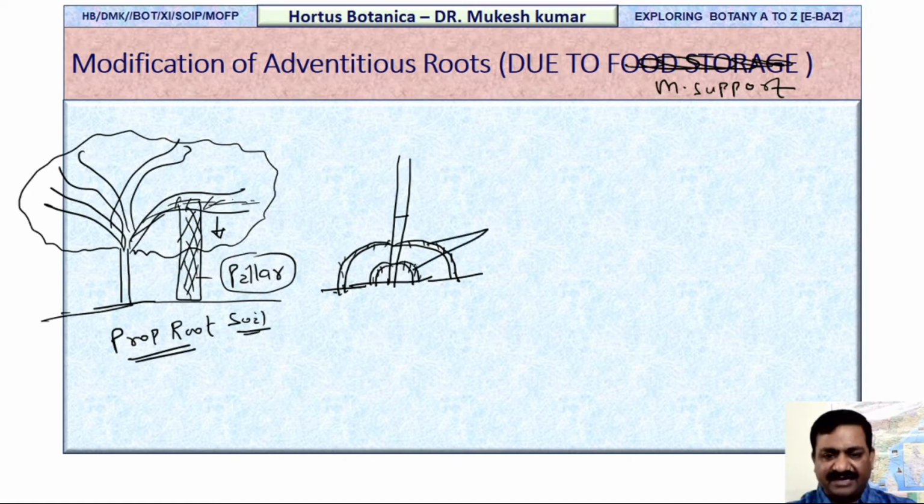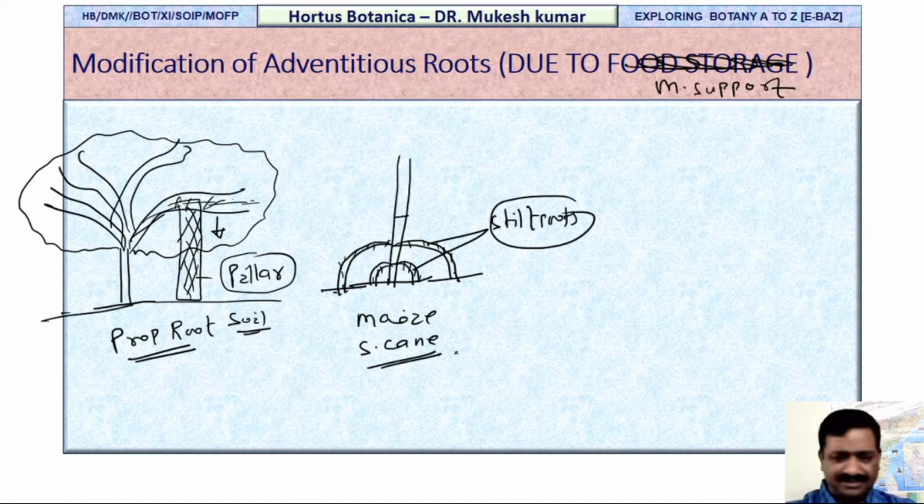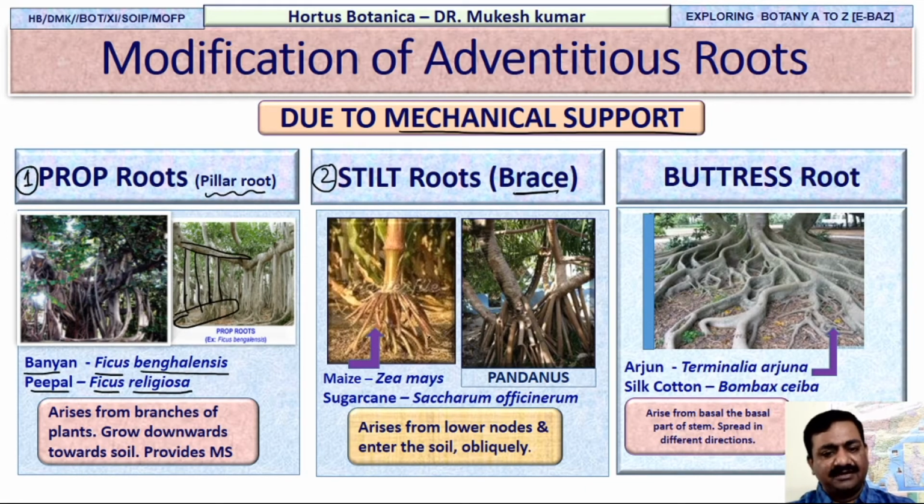So we find these are the stilt roots that arise from the lower nodes of the plant, and this is very common in maize and sugarcane. You have seen these very common plants. Now see how it is the node, and these are the stilt roots arising, attached to the soil, and providing mechanical support. Found in maize, Zea mays, scientific name, and sugarcane, Saccharum officinarum, right?